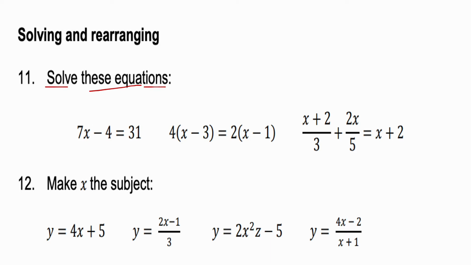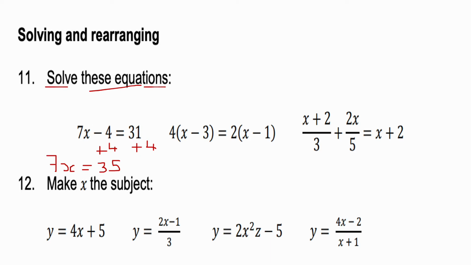Now to solve this, I've got to do the inverse operation, so I've got to work backwards. So the opposite of taking away 4 is to add 4. So I'm going to add 4 to both sides of my equation to balance it. I get 7x on the left hand side because minus 4 plus 4 goes to 0, and on the right hand side 31 plus 4 is 35. I've got 7x is equal to 35.